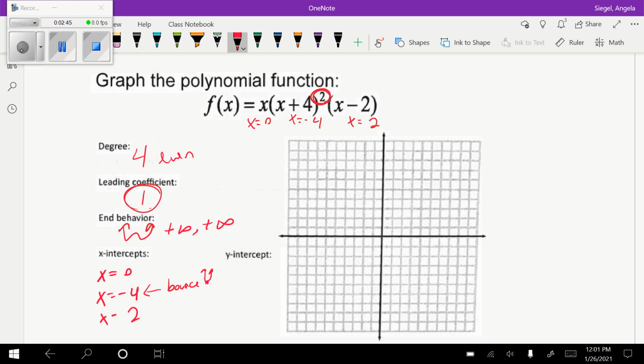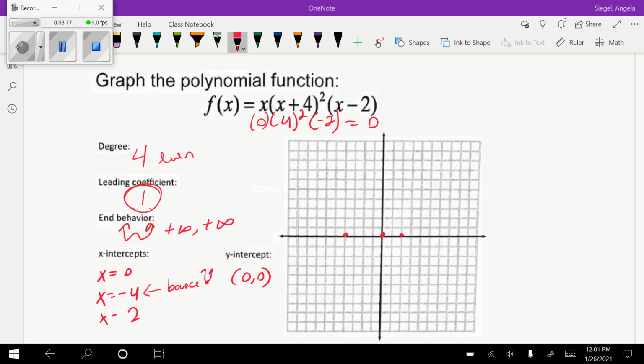Okay. The y-intercept is where we set x equal to 0 and see what y is. So let's see. We end up with this, which because we're multiplying by 0 is going to give us 0. So our y-intercept we already know is 0, 0. So let's go ahead and fill in our x-intercepts. So -4, 1, 2, 3, 4, and 2, 1, 2.